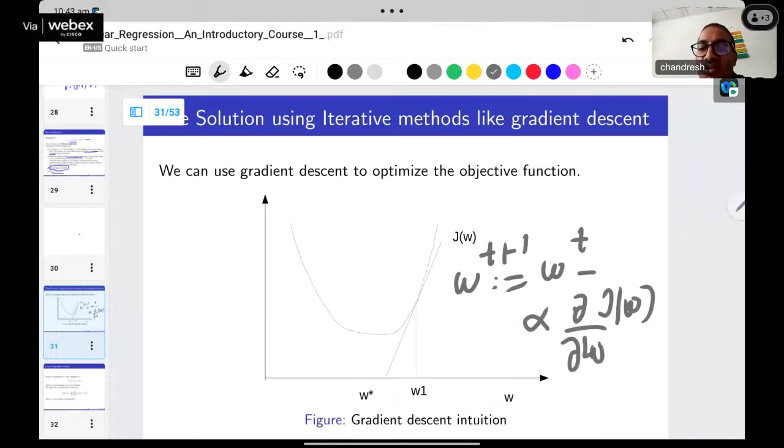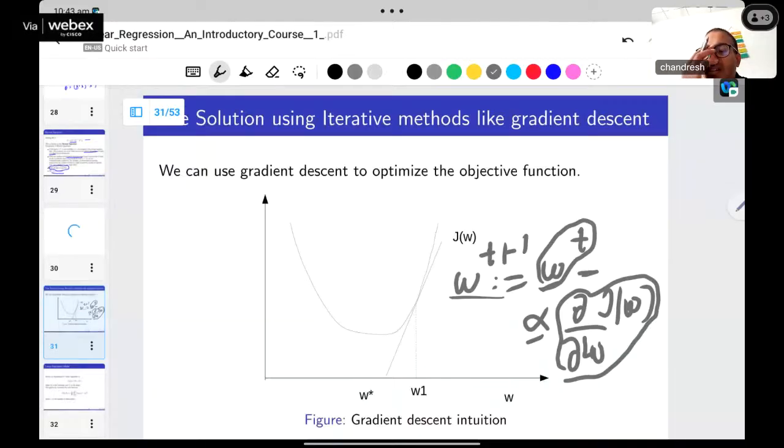Gradient descent update equation, like new value of w, updated value, you take the previous value, old value of the parameter and subtract, okay, alpha times the gradient or the derivative. You basically compute the partial derivative of your objective function, multiply that with alpha and subtract that value from the old value of the parameter. That is your gradient descent update equation.